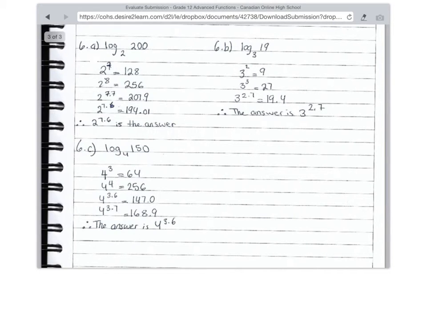Overall, really good work on this assignment. I can see that you have a really good understanding of logs and log equations. And so you're doing everything correctly, and that's an excellent assignment.